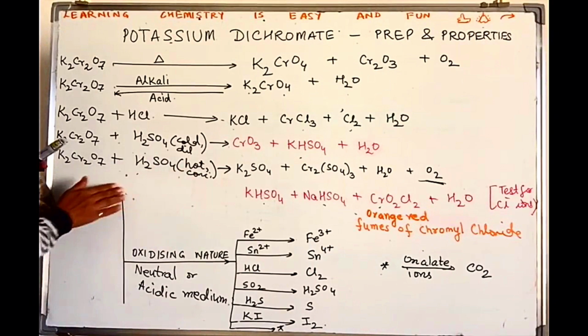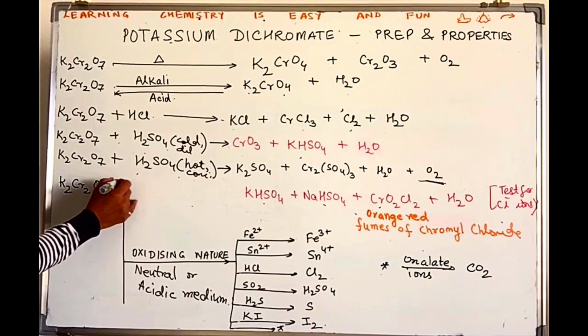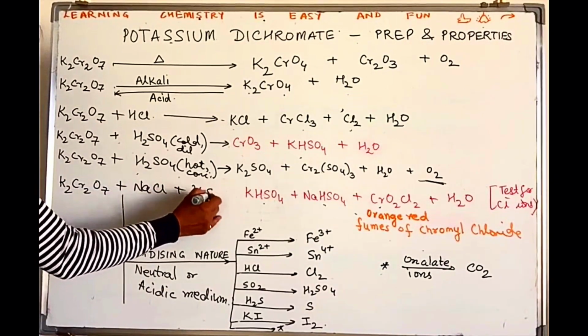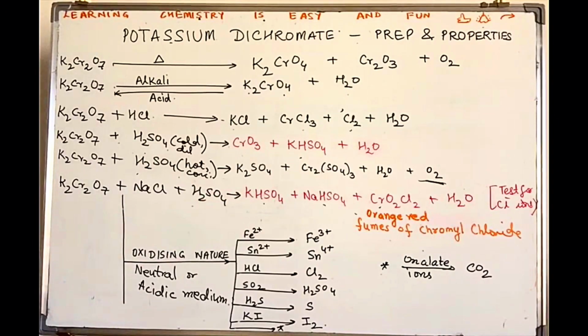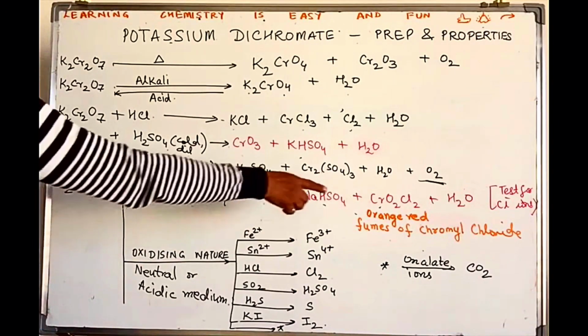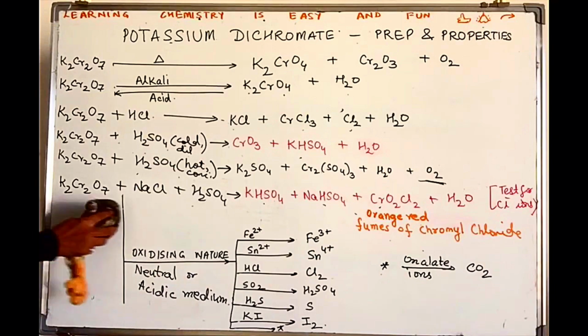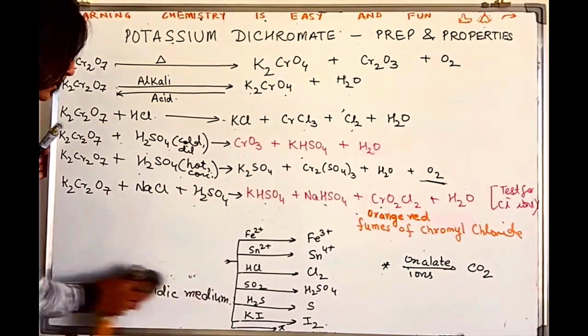See, I have the flow chart in front of me, and using the flow chart only I am writing the equations. NaCl plus H2SO4. This is it. And we get KHSO4, NaHSO4, chromium chloride and water. In the chart itself, I have written test for chloride ions, so I can refer to it later on. Right? Okay. Let's go on to the oxidizing nature.